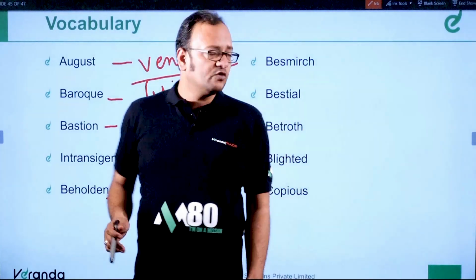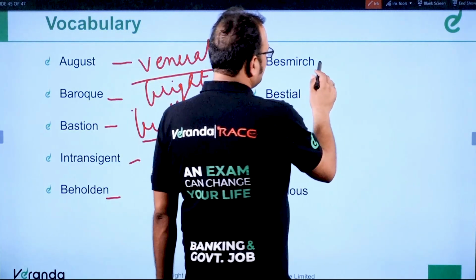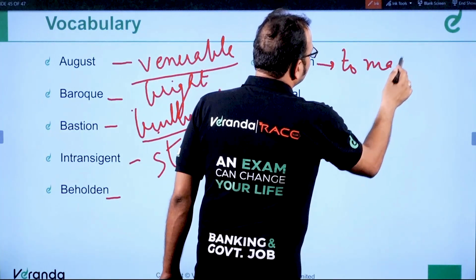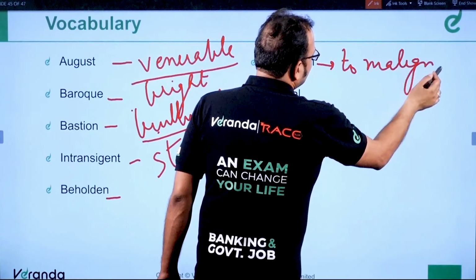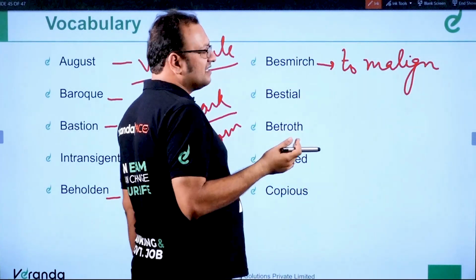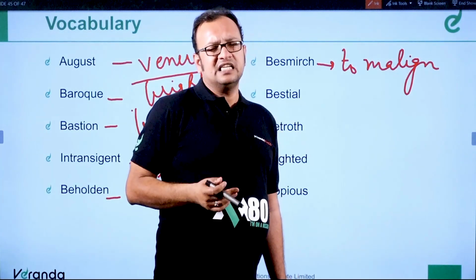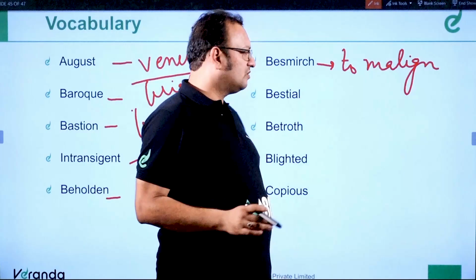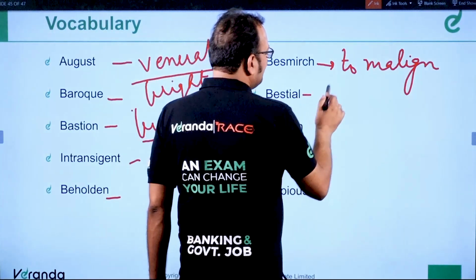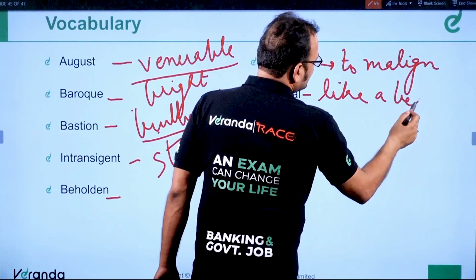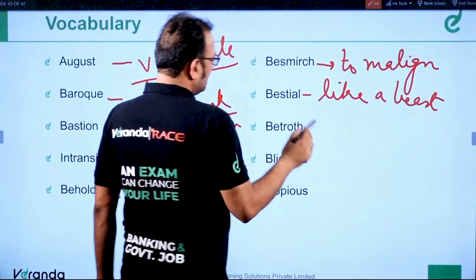So we have done all these words. Next, moving to the next words. Besmirch. Besmirch means to malign someone. Malign means to criticize someone in a way so that he is degraded or demeaned, his value is devalued. Okay. Bestial is like a beast, an animal. Like a beast or an animal is bestial.